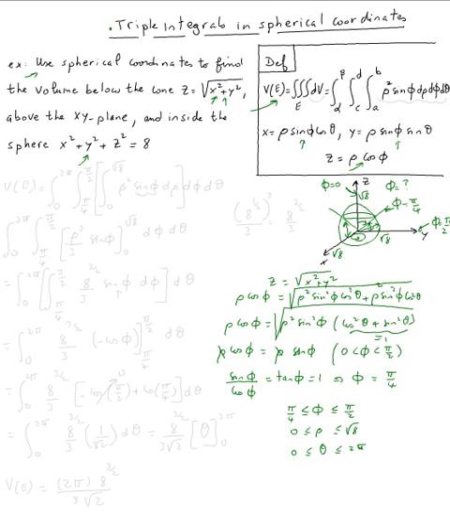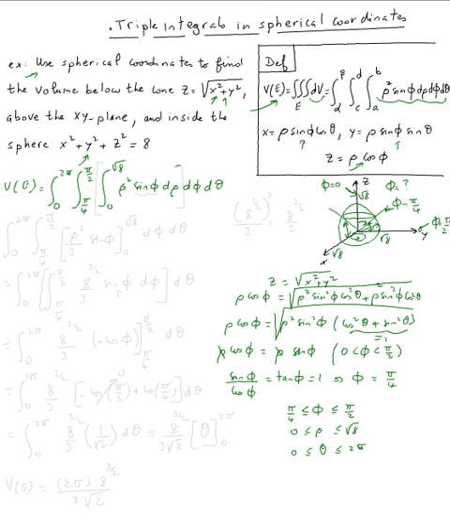Alright, so now let's look at the definition. V of E, by definition, is the triple integral. Like I said, I want theta to go from 0 to 2 pi. I'm going to do phi next, phi to go from pi over 4 to pi over 2. And then rho to go from 0 to square root of 8. And then dV, which is rho squared sine phi d rho d phi d theta.